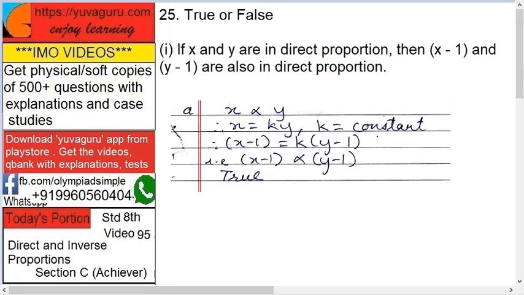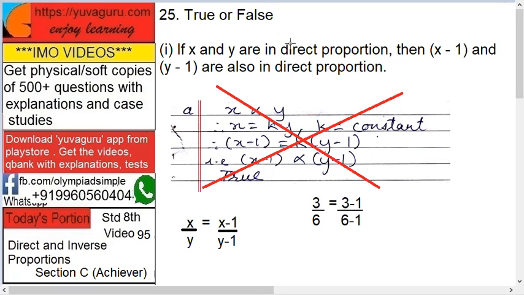Answer is true. Wait guys, I think this answer is wrong, because it can't happen. Proportion means their ratio should be equal. It means this answer should be false. It should not be true. Because here, what does this line mean? x upon y means direct proportion, means x upon y should always be constant. This small part is correct. Okay, the first two lines are correct.